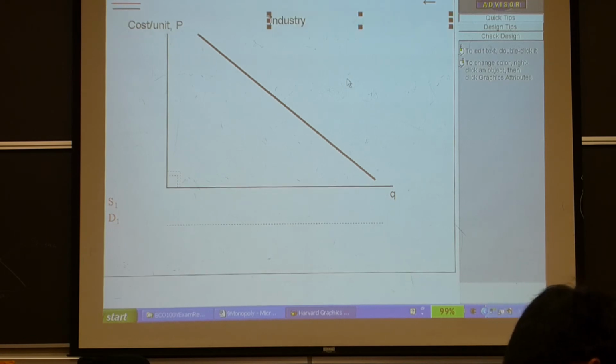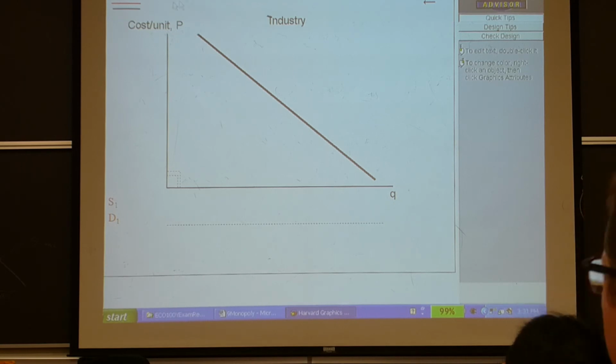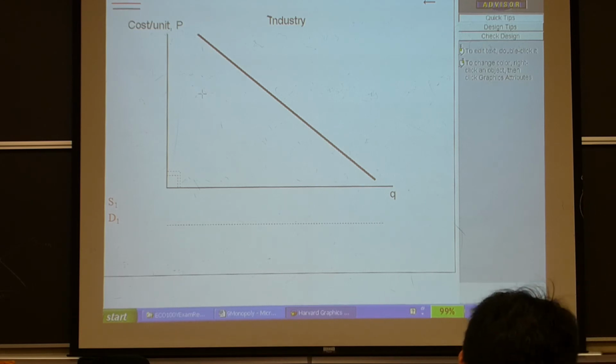Okay? But it's also the firm. It's also the firm, because the monopoly is the industry. So we're not going to have a firm and industry diagram. We're going to have the monopoly. Now it turns out, just watch and don't draw this yet.